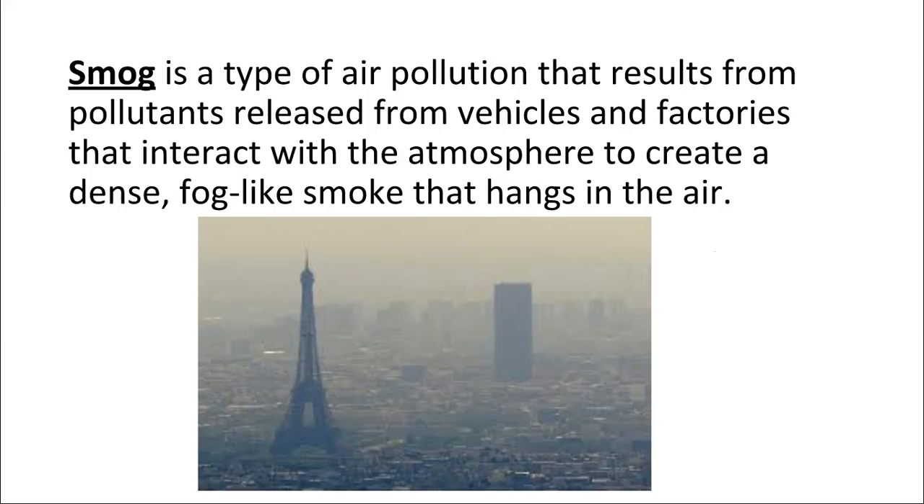So let's talk about the secondary air pollutants. First off is smog. Smog is a result of several different primary pollutants, and it's just this thick fog-like smoke that hangs in the air. There are two types of smog that we'll talk about. There's industrial smog, which is more gray in color, and then there is photochemical smog, which is reddish brown in color.